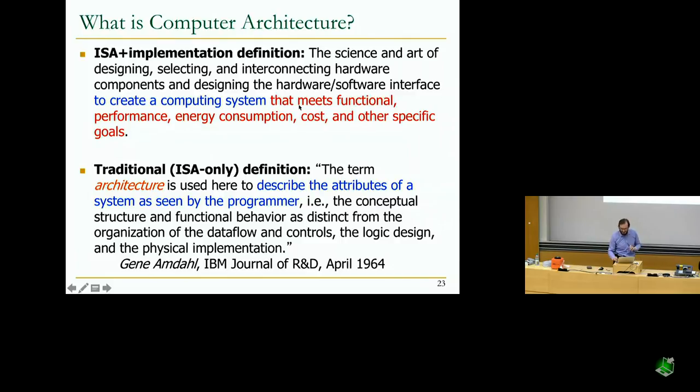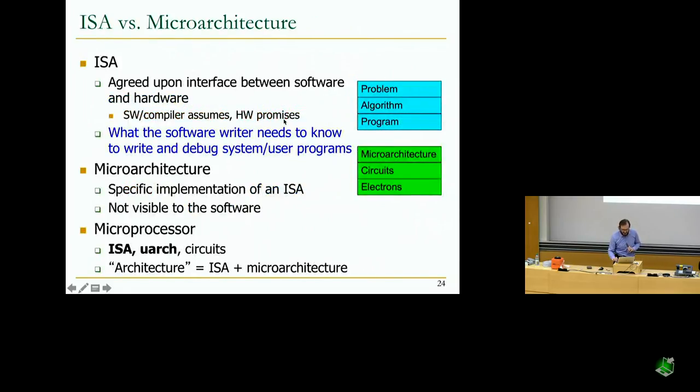Requirements can be many, as we will see. Okay, so one more slide on ISA versus microarchitecture, then we'll have some more fun on this topic. Basically, ISA is the agreed-upon interface between the software and the hardware, as we've said. Microarchitecture is a specific implementation, not visible to the software. At least ideally, it should not be visible to the software.